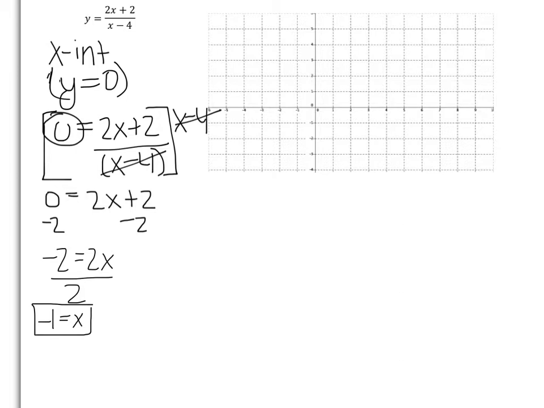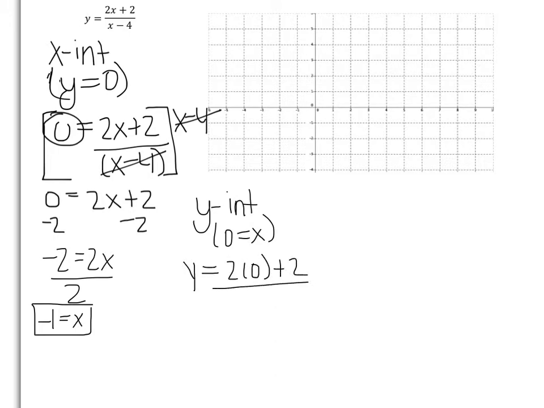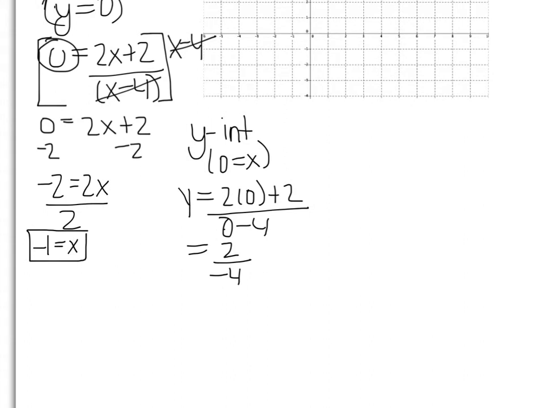And we get minus 2 equals 2x, divide by 2, and we get negative 1 equals our x. And then we can find our y-intercept. So again, we're just going to put in 0 for x. So y equals 2 times 0 plus 2 over 0 minus 4. This is going to be 0, so we're going to get 2 divided by a negative 4. So my y will equal negative 1 over 2.